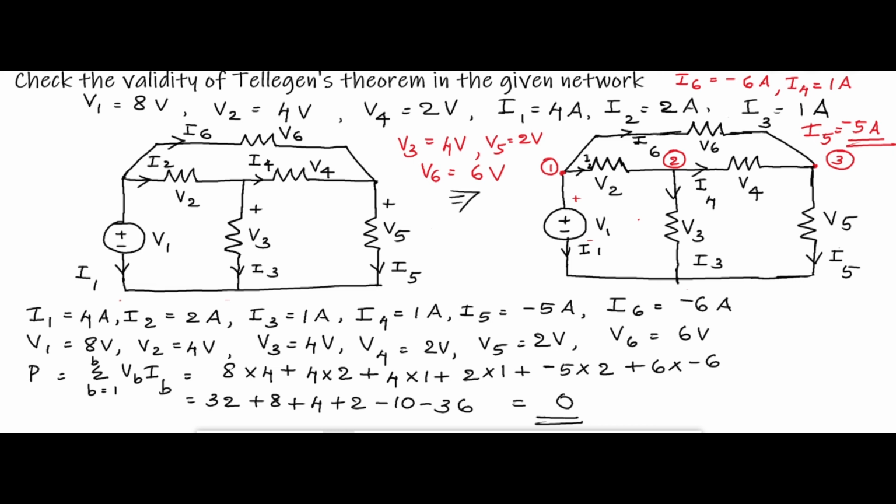So first you have to apply either KCL or KVL, that is conventional analysis, in order to determine other voltages and currents. Then you have to apply summation of power in the branches in order to prove Tellegen's theorem.